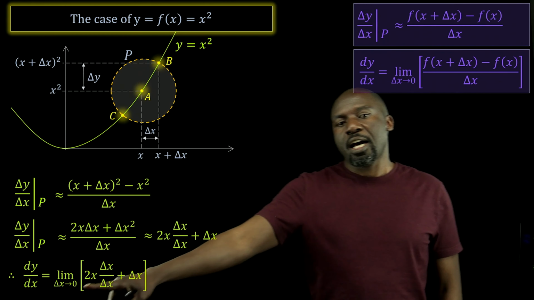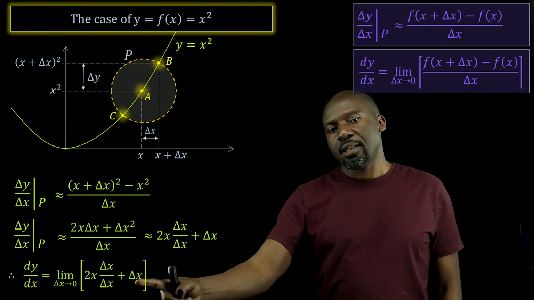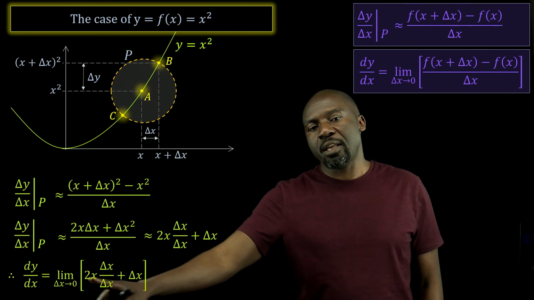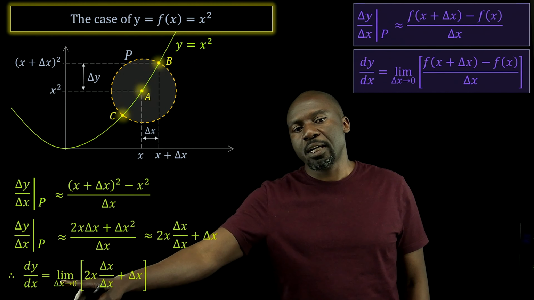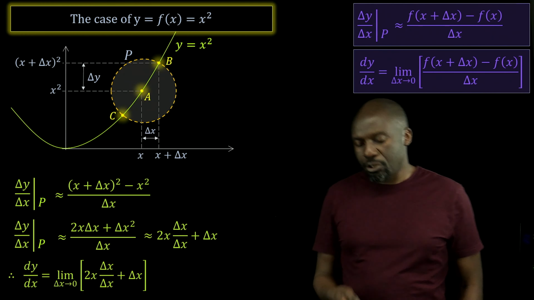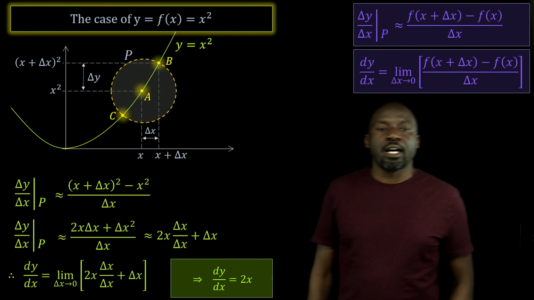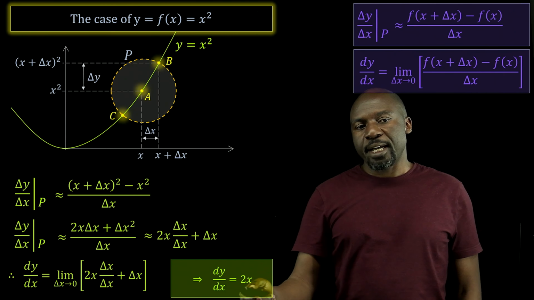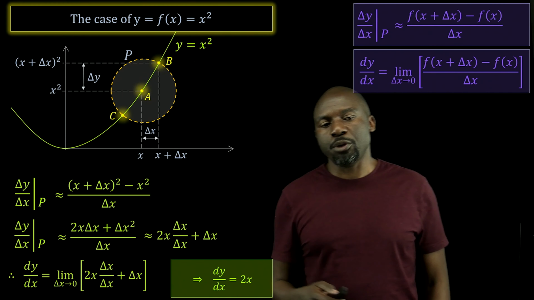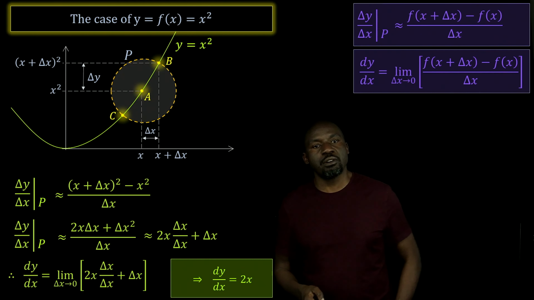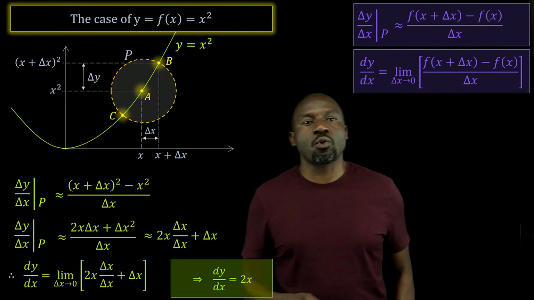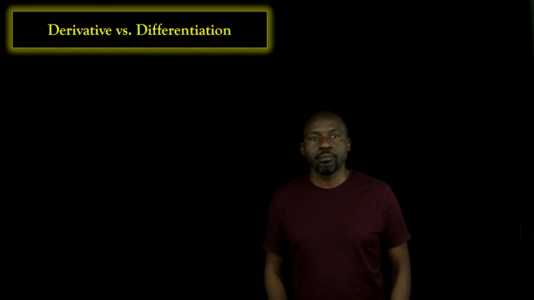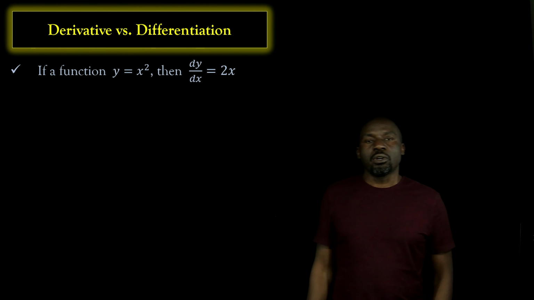On the other hand, as delta x tends to 0, this term here becomes 0, and so if we bring in the limit operator, we are going to be left only with 2x, which is to suggest that if y is x squared, then dy by dx, or the derivative function, is going to be 2x. Okay, so we have just found the derivative of x squared using a method of first principle. Okay, all right. So let me summarize this.